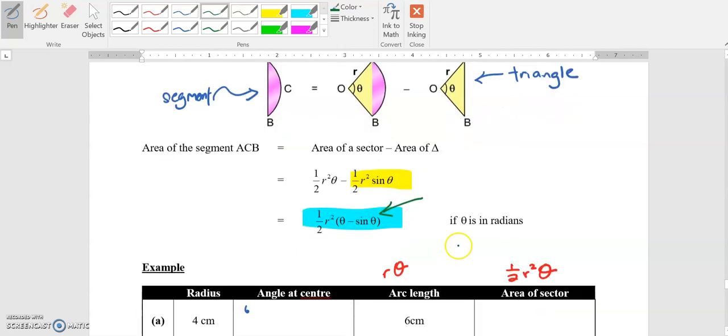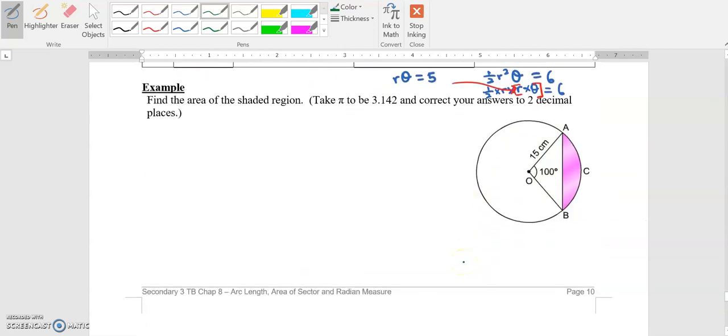Knowing the area of segment, let us use examples to show how to do the calculation. Now, if you look at the example at the bottom of page 10, you will see the shaded region, the pink region in my diagram. We want you to find the area of the pink region. The pink region is given to you with radius 15 cm and angle 100 degrees.